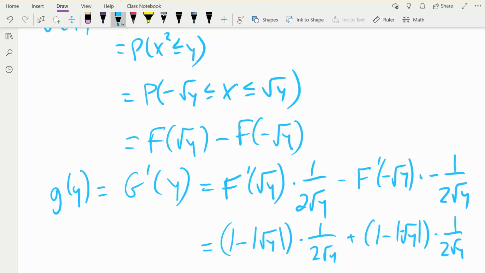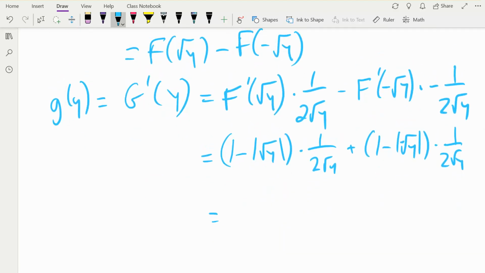What does the absolute value here do to the root y? Nothing, right? Because root y is positive. What does the absolute value do to the negative root y? It just changes it to positive root y, right? So we've got the exact same term in both spots added together, so we can put this all together to give us, we can write this as 1 minus root y all over root y. Because it's a 1/2 of each of them, right?